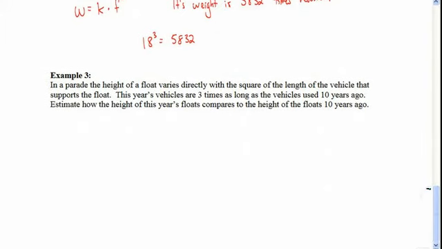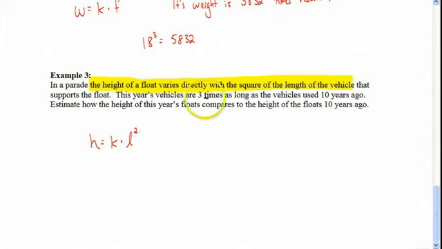Anyhow, let's look at this last auxiliary example. In a parade, the height of a float varies directly with the square of the length of the vehicle that supports the float. This year's vehicles are 3 times as long as the vehicles used 10 years ago. Estimate how the height of this year's floats compares to the height of the floats 10 years ago. So again, we want to start out with an equation. So here we have the height of a float varies directly with the square of the length of the vehicle. So our equation would be h is directly proportional, so k times the square of the length of the vehicle. So I'm going to say L squared.